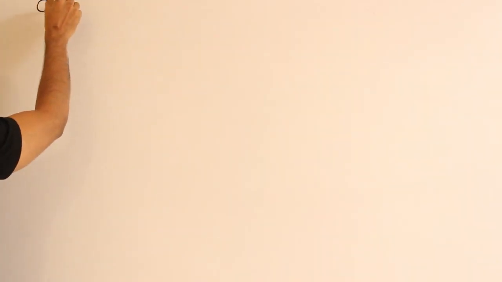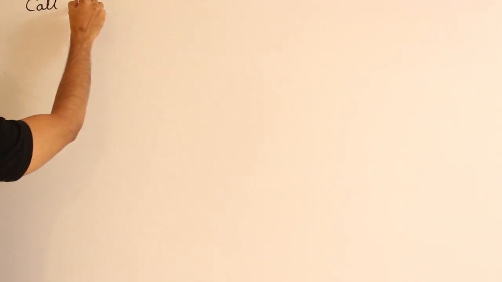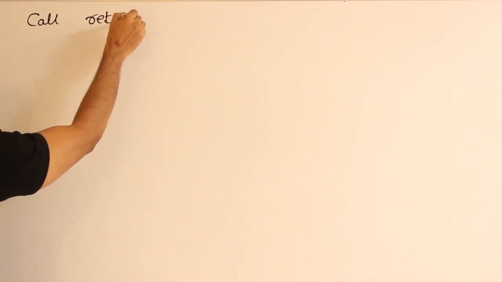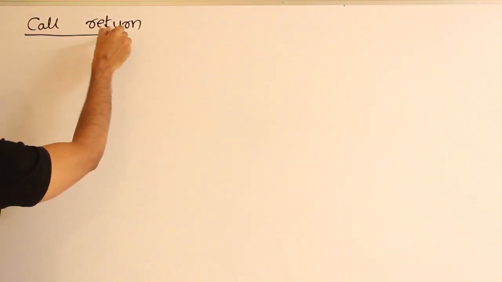Let's talk about the instructions call and return. Now these instructions will also change the flow of the program. For example, see this. What I mean to say is call and return. These two instructions fall in the category of control instructions, program control instructions.